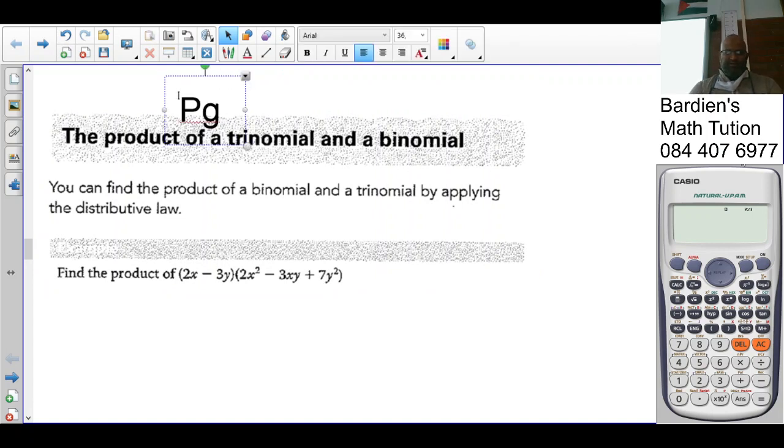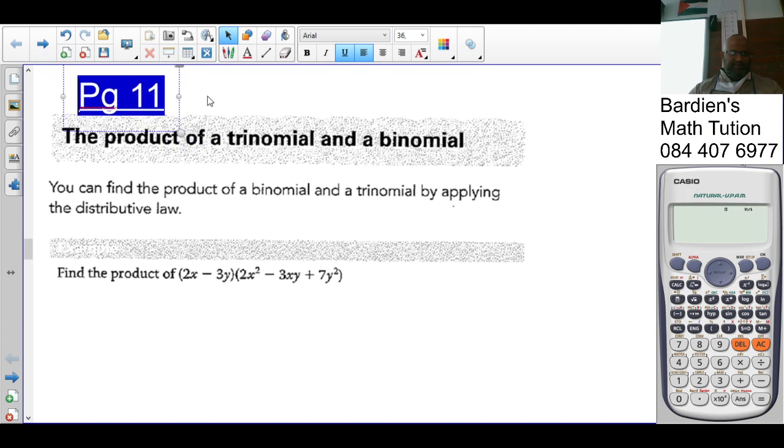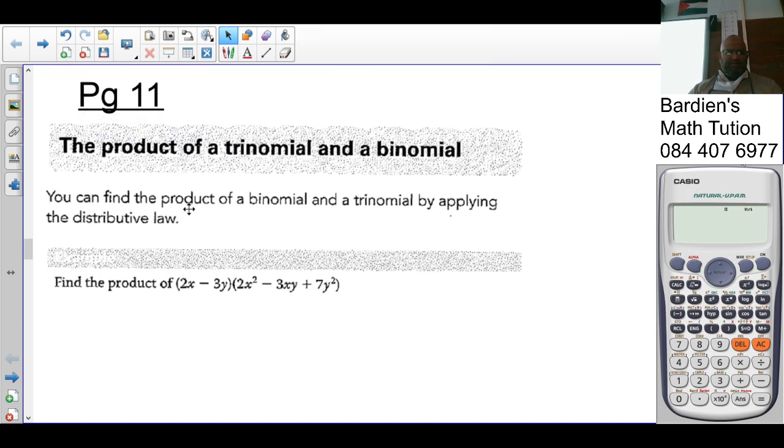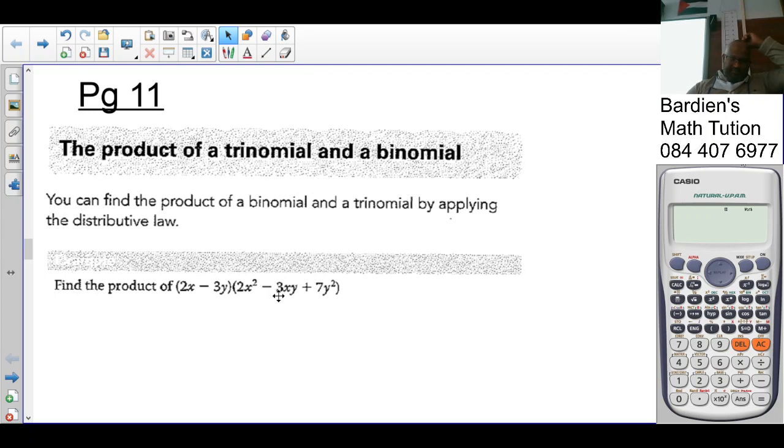Is it on page 11? Product of a trinomial and a binomial. We are told that we can find. So now, you take the other one. Yeah, so I brought this one back. You don't use it. I see. That's the routine, yeah. Shukran.